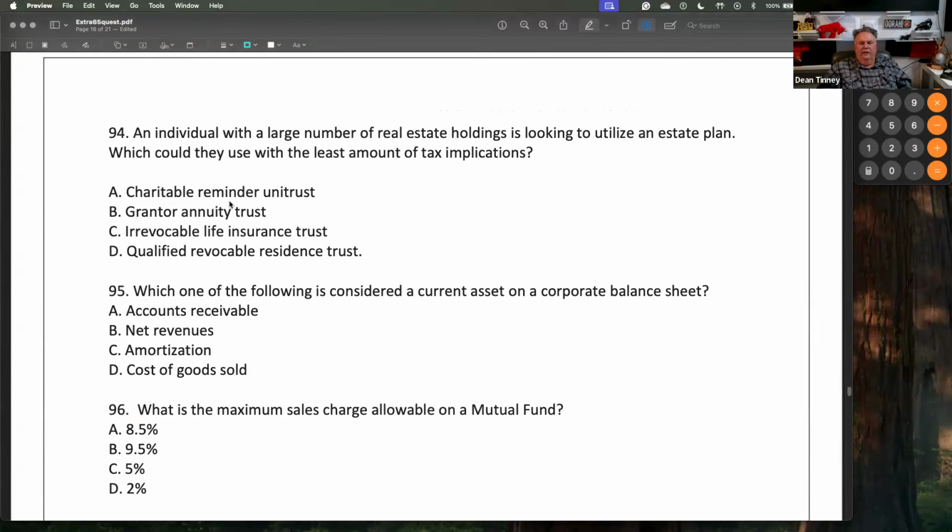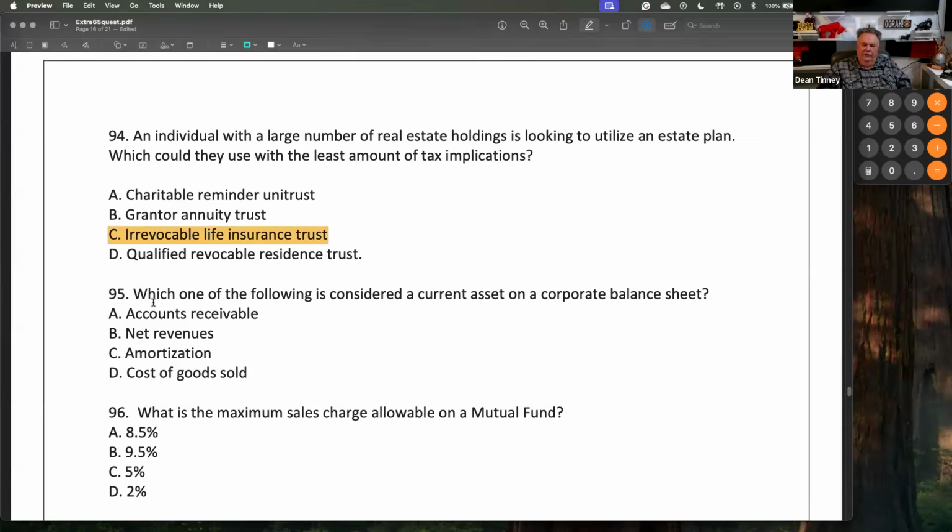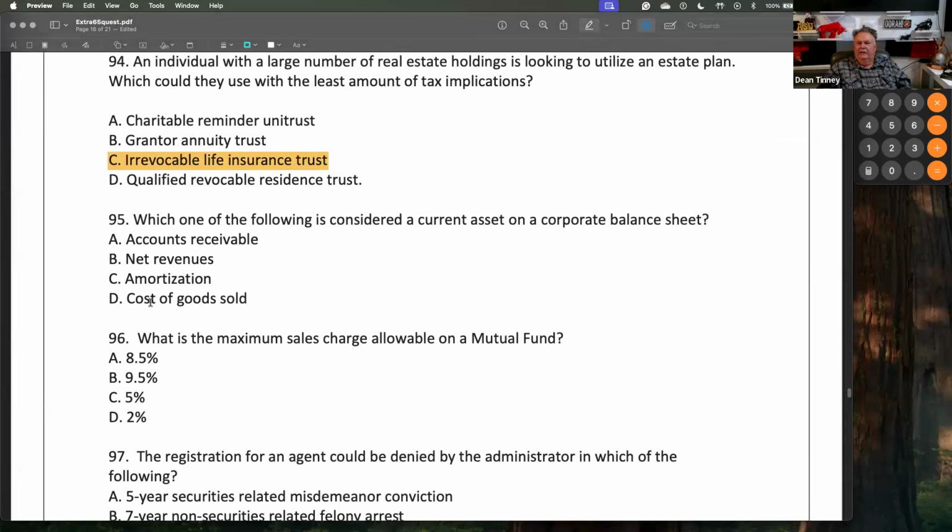An individual with a large number of real estate holdings is looking to utilize an estate plan. What would they use with the least amount of tax implications? I don't really care for this one, but I would know that life insurance is a huge part of an estate plan because the sales proceeds are tax free, right? So we're going to put this insurance policy into an irrevocable trust. It's actually C. I don't really care that it's an irrevocable. I just want you to know that life insurance is a good way to take care of the tax implications because the proceeds are tax free.